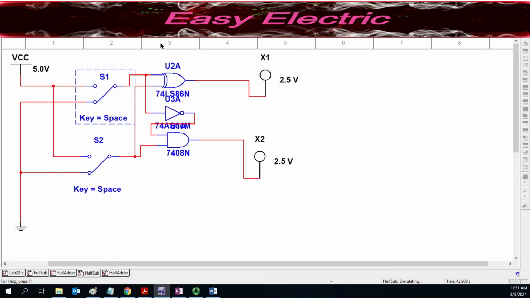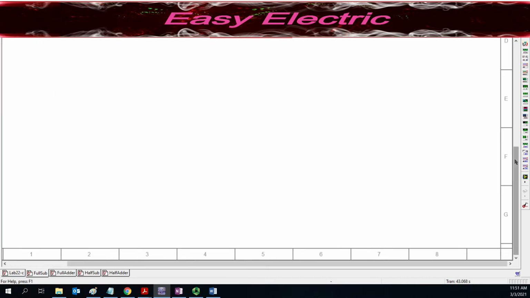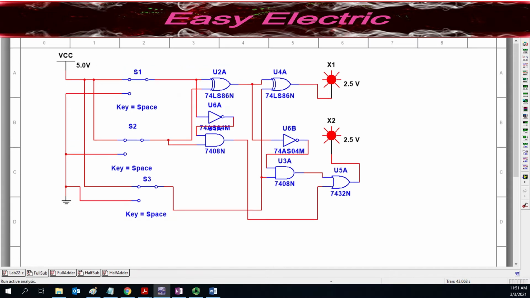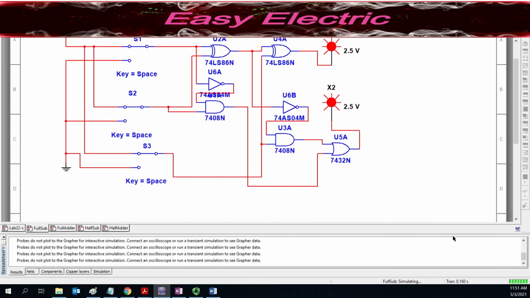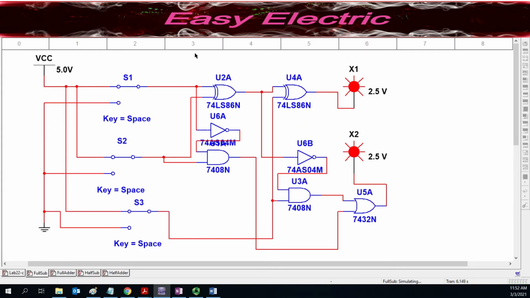So let me go back to the half adder, stop the simulation, and go back to the full subtraction. Let's simulate this and see what we get. As you can see, I already simulated that. These are my 3 inputs and 2 outputs. This is the sign, and this is the number.